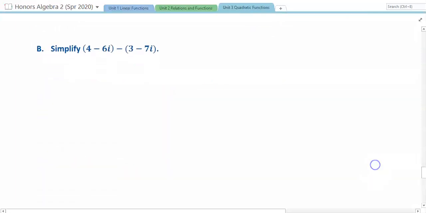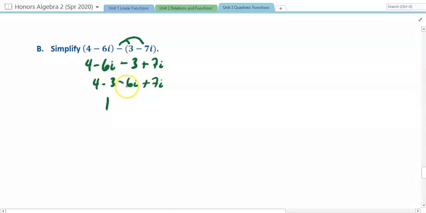So example B here, subtraction. We can think of the same idea, but remember that this negative has got to go to both of these, right? So we can go 4 minus 6i minus 3 plus 7i. Rearranging these middle terms, 4 minus the 3, minus the 6i plus the 7i. 4 minus 3 is 1, and negative 6i plus 7i would be just i, so 1 plus i. Again, these are not hard, they're just different.